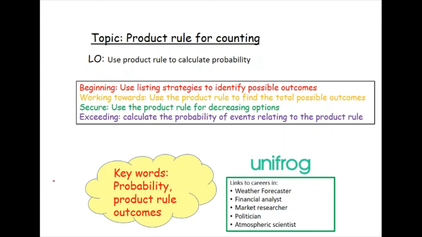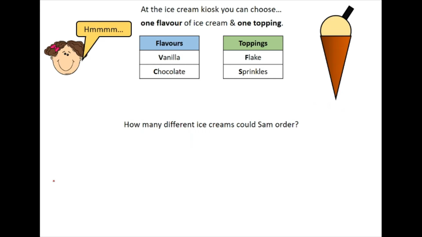Okay, today we'll be looking at the product rule for counting. So, here's our first question. An ice cream kiosk, you can choose a flavour of ice cream and 1 topping. How many different ice creams could you order?